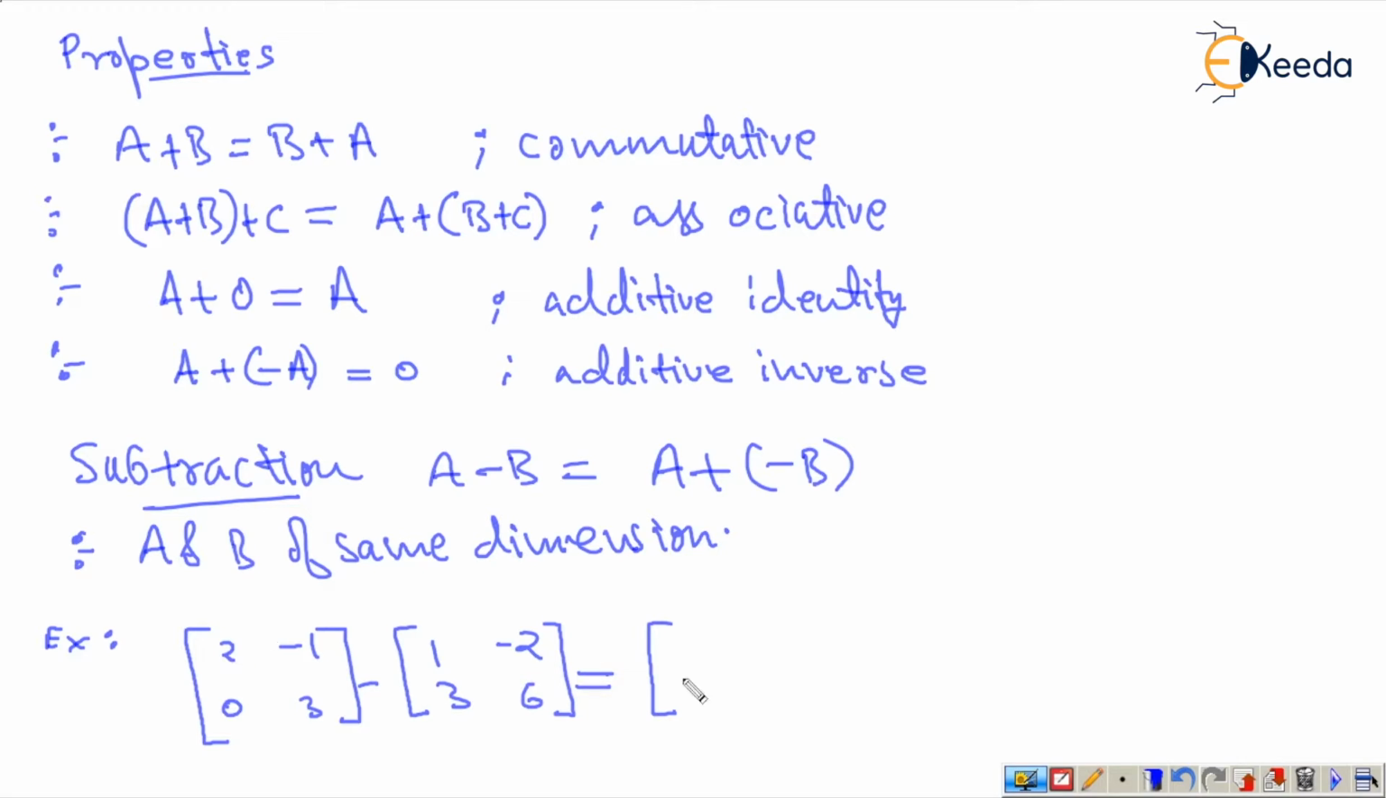2 minus 1, minus 1 and minus 2. So minus 1 minus minus 2, 0 minus 3, and 3 minus 6. So this is 2 minus 1, 1, and then again 1, then minus 3, and then minus 3. So let's say this is C of the same dimension again, right?